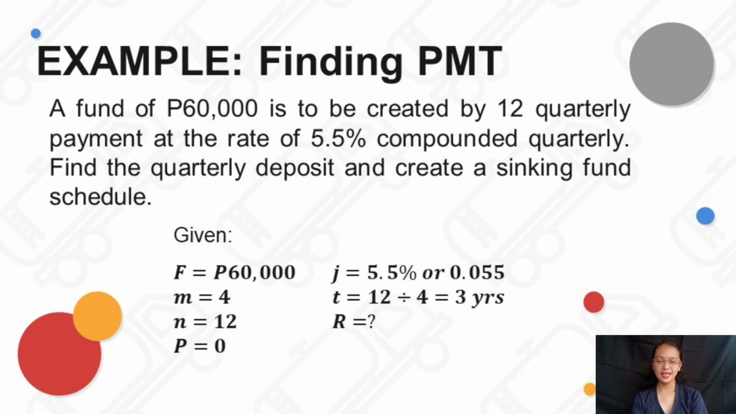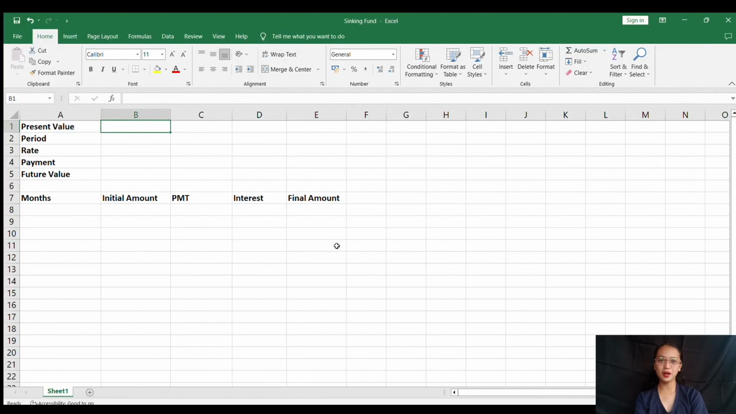For example, in this problem, we are asked to find the PMT or the periodic payment. The given values are F is 60K, the frequency of conversion M is 4, N is 12, P is of course 0, the nominal rate is 5.5% or 0.055. T is 3 years, from the 12 periods mentioned in the problem divided by our M, which is 4. And lastly, R is missing. Now, let's solve the problem while creating a sinking fund schedule.